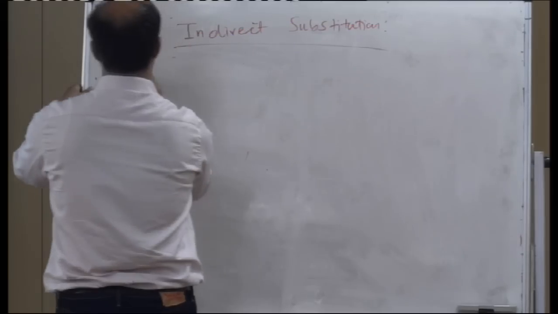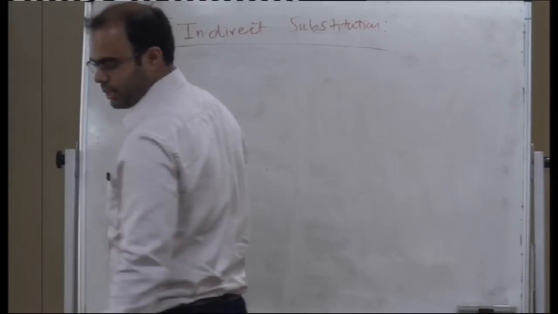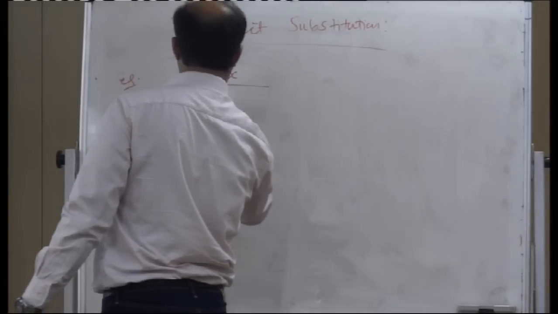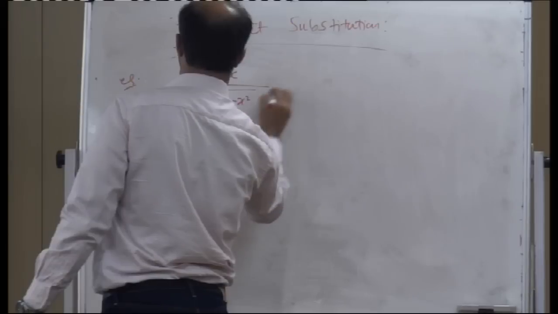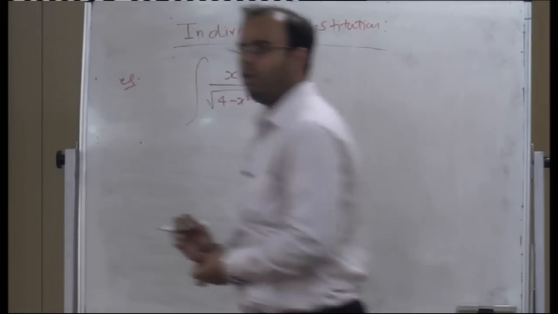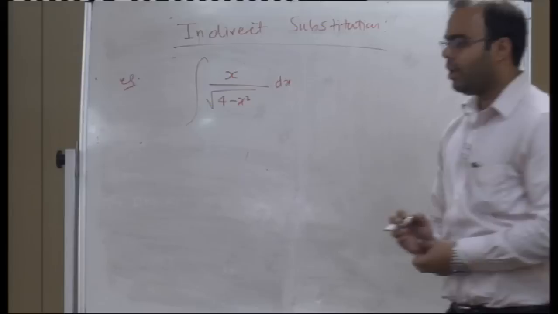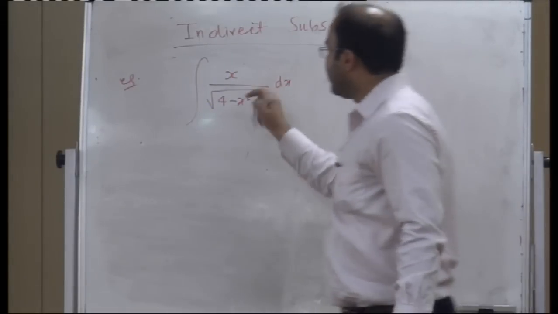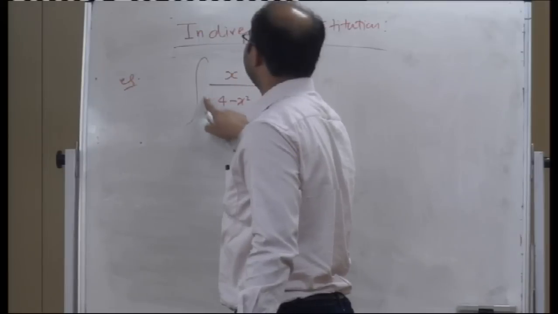First example is the integral of x upon root over 4 minus x square dx. Now this can be substituted. This is what we have. Now there is a root here also. Otherwise it was an easy question.